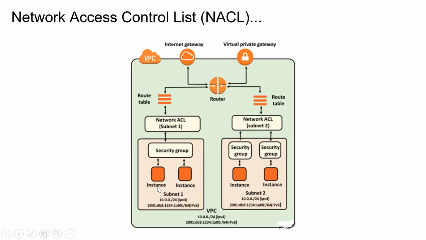That means very common rules you can put in the network ACL. Suppose you have 50 or 60 servers, and assume we have a common rule which you are giving to all those 50 or 60 servers. Then instead of mentioning it in each security group, you can add it once in the network ACL.